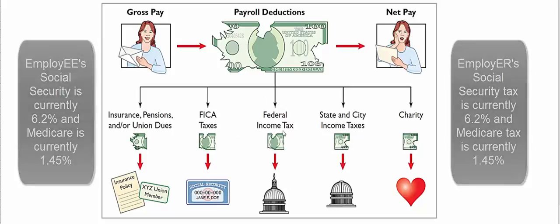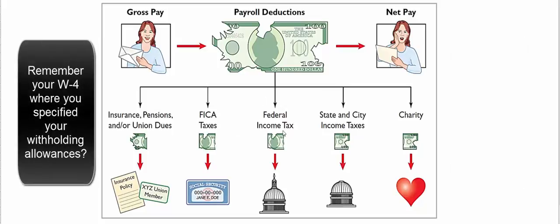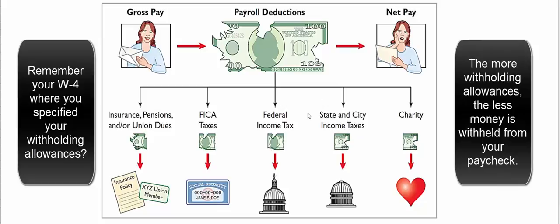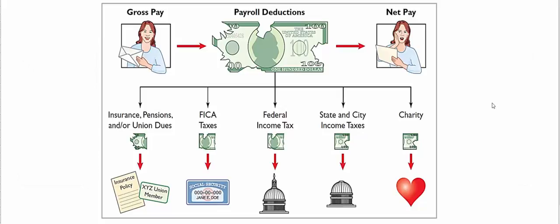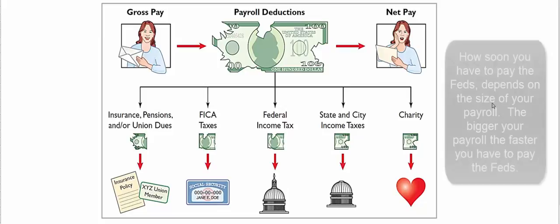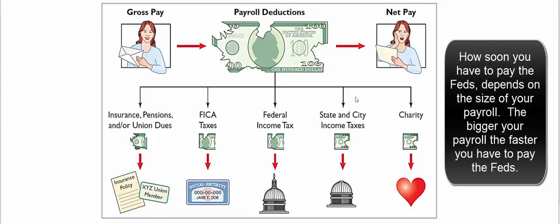They withheld estimated federal income taxes depending on how many withholding allowances we checked. They withhold state and city income taxes depending on how many withholding allowances we checked. And maybe they withhold some money for charity. And once the employer withholds those monies, they create a liability on their balance sheet, a current liability, because they've got to turn those monies over to the feds and to the state and to the local charities.